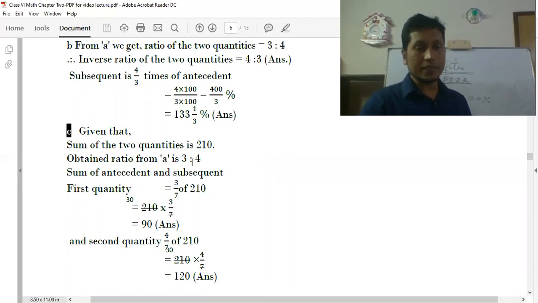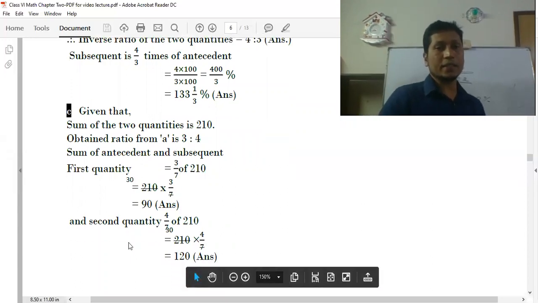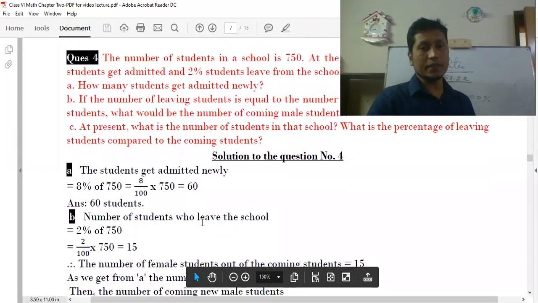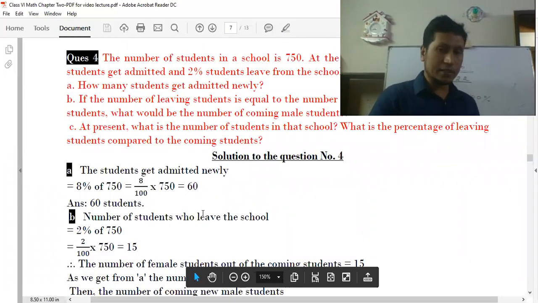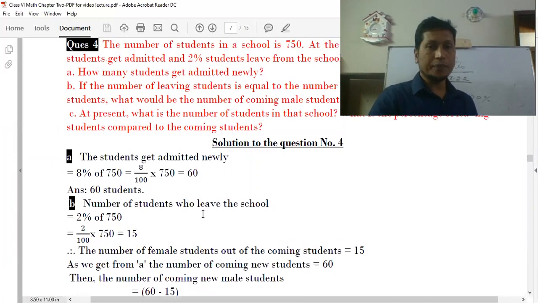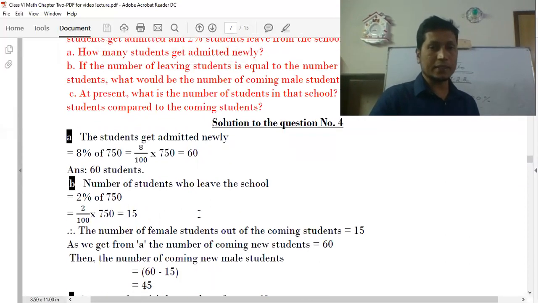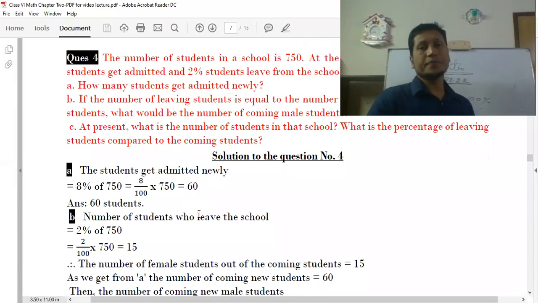That is, we have to separate it into 7 parts. So the first quantity will be 3/7 of 210. That will be 90. And the second quantity will be 4/7 of 210. That will be 120. So the two quantities will be these. I think you have understood this. Very easy. Now we will solve another math. It's a little bit more difficult than the previous math. So let us start. This one, number 4.